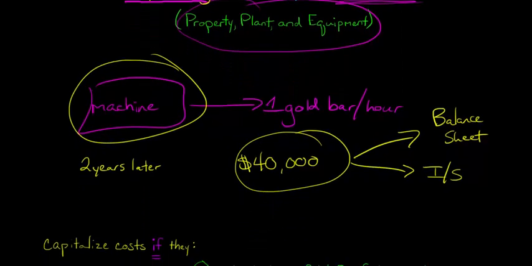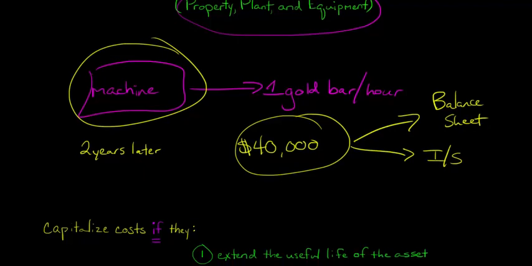And so you're going to capitalize that $40,000 if you have reason to believe it extends the useful life of the asset. So let's say that the useful life of this machine was 30 years, and then because you spent the $40,000 on it, now the useful life is 50 years. Well, now because you've extended the useful life of the asset, you would go ahead and capitalize that $40,000. It would become part of the value on the balance sheet of this machine.